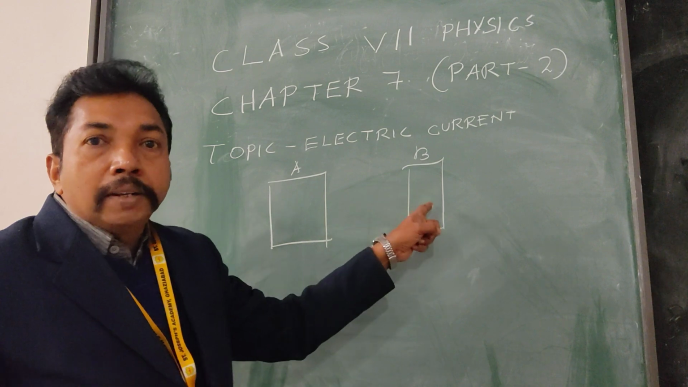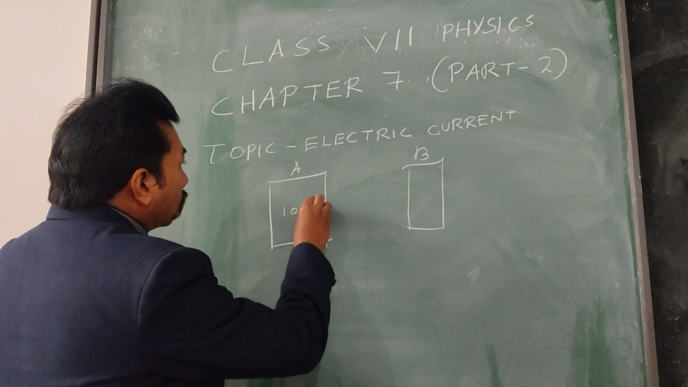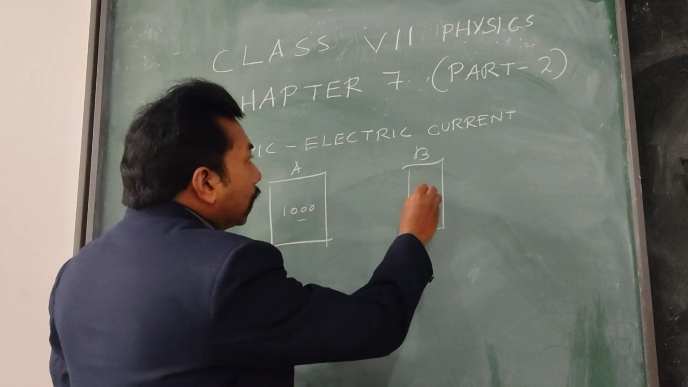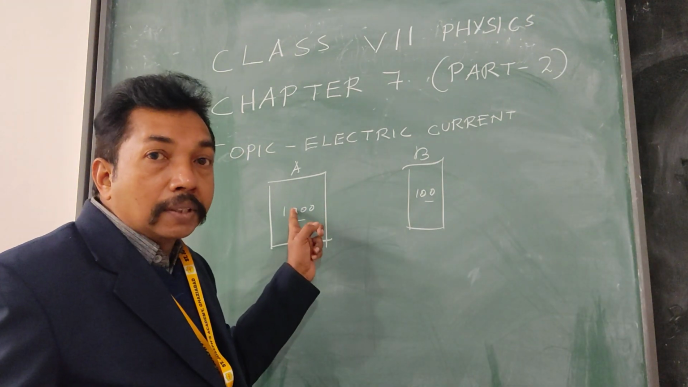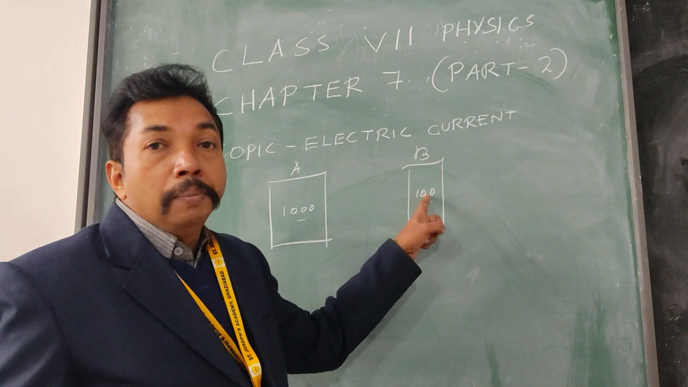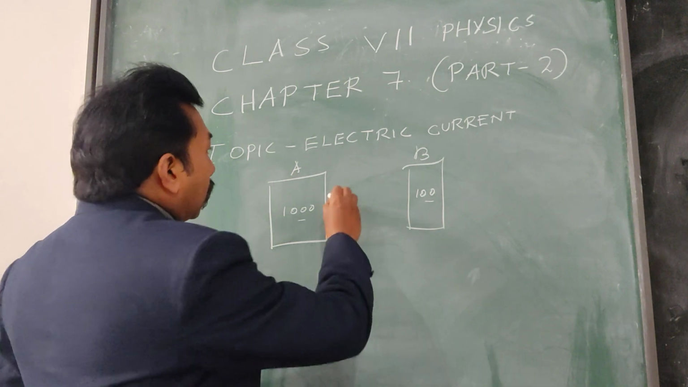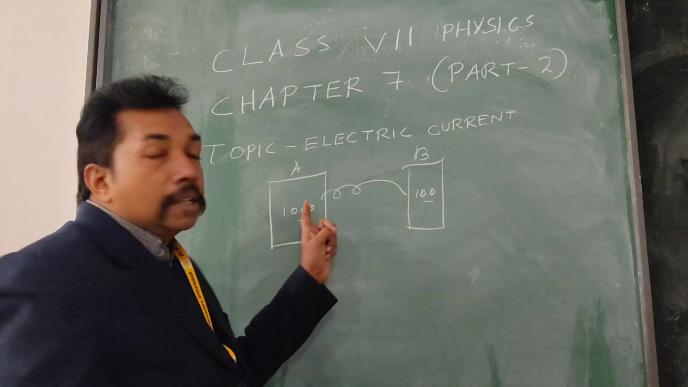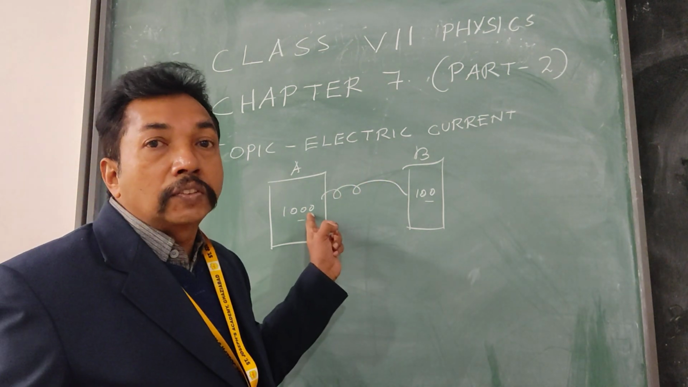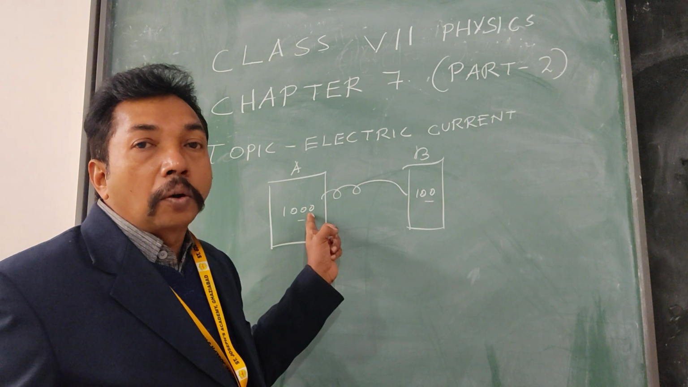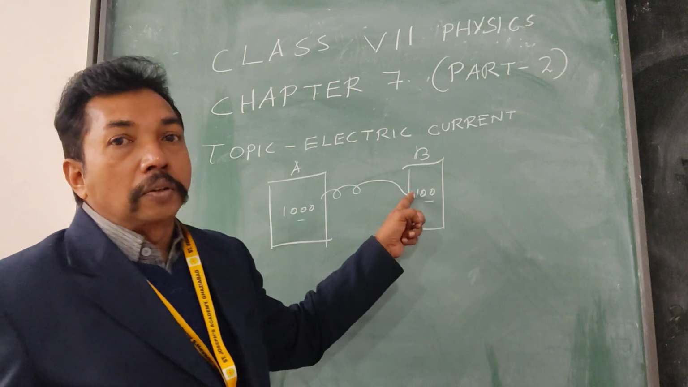Here A and B are two bodies. A has 1000 electrons and B has 100 electrons. If they are connected to each other with a connecting wire, the electrons will flow from A to B, because A has more concentration of electrons and B has less concentration of electrons.